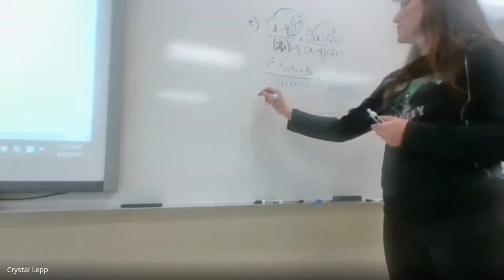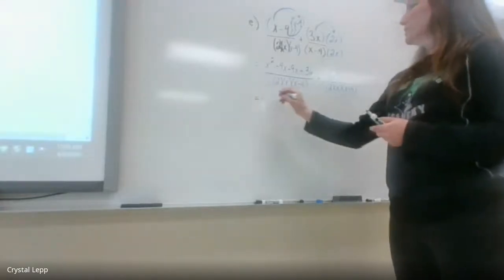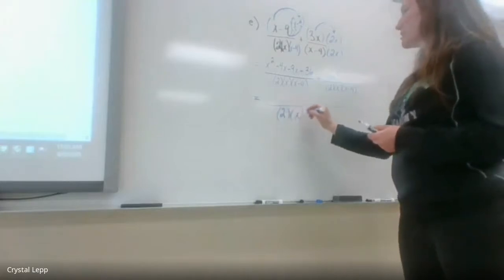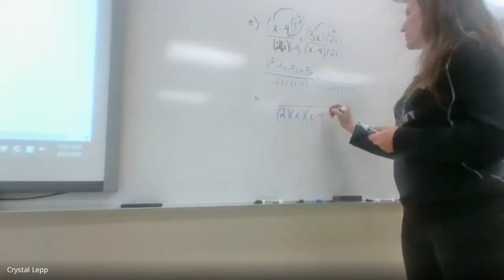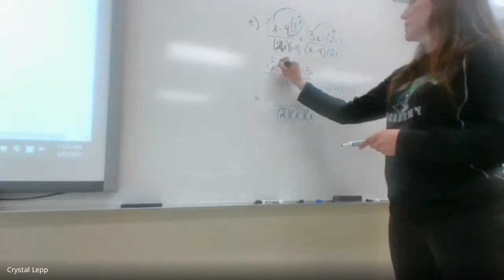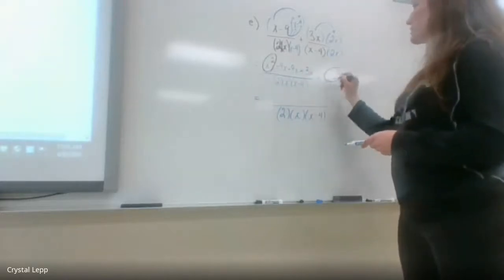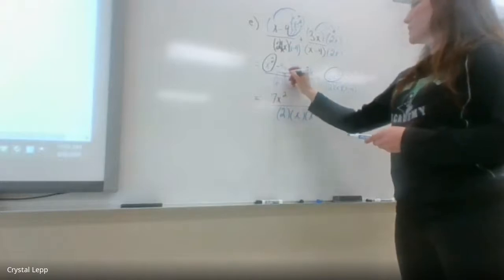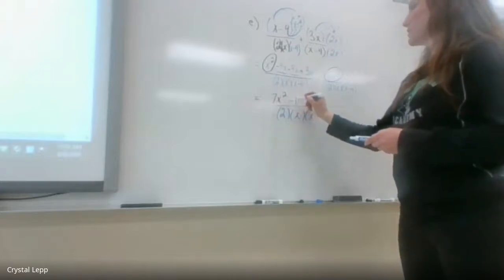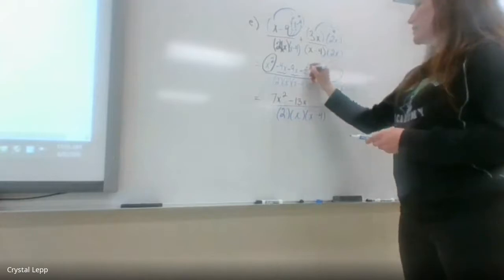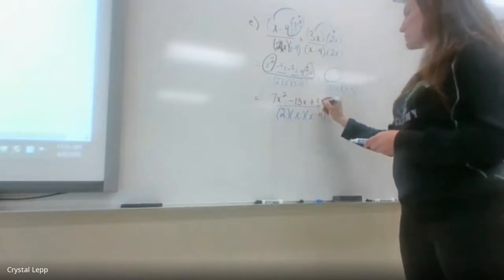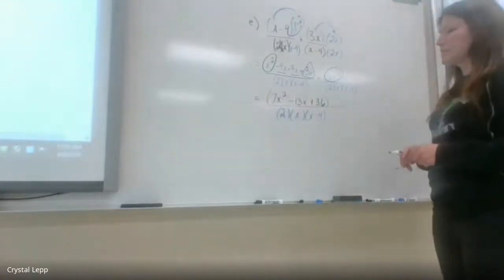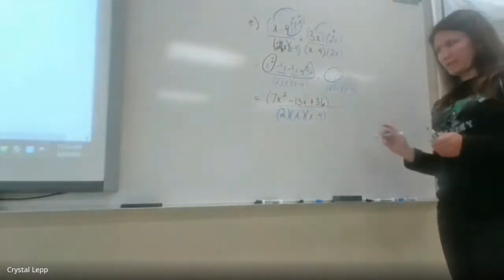Now we have to write it all over one denominator because we have a common denominator: 2x, x minus 4. And then we get x squared plus 6x squared is 7x squared. Negative 4x minus 9x is negative 13x. And then plus 36. And those are all attached with plus or minus signs, so they go like this. I'm not going to make you factor them. So that's as good as it gets.